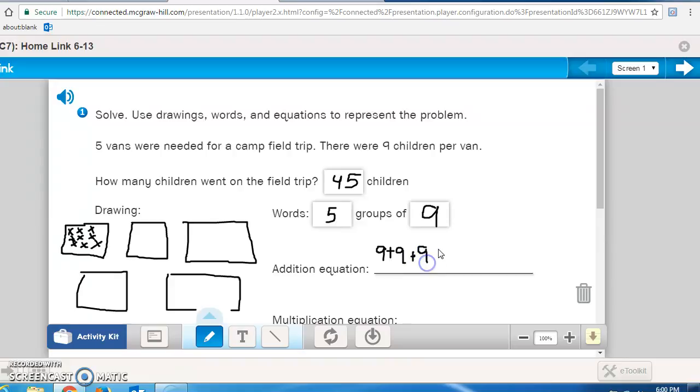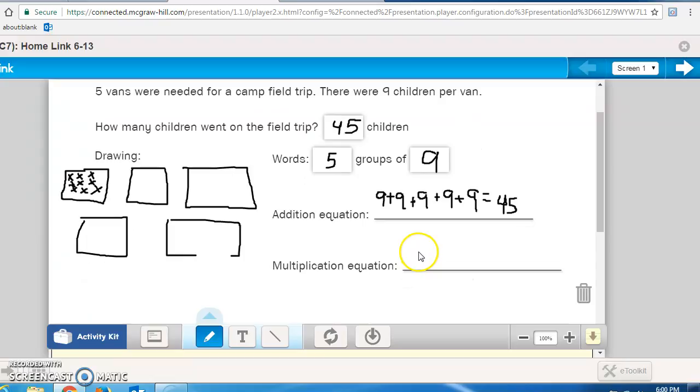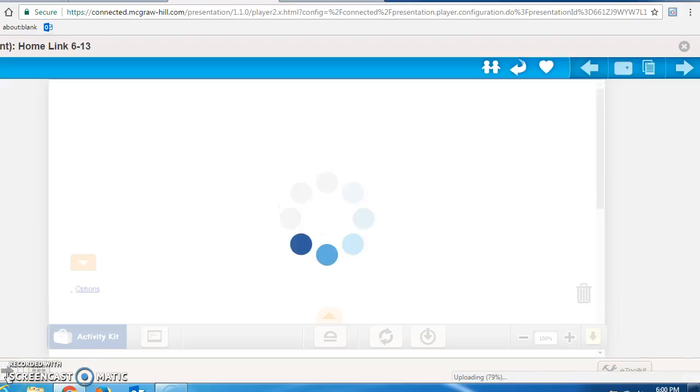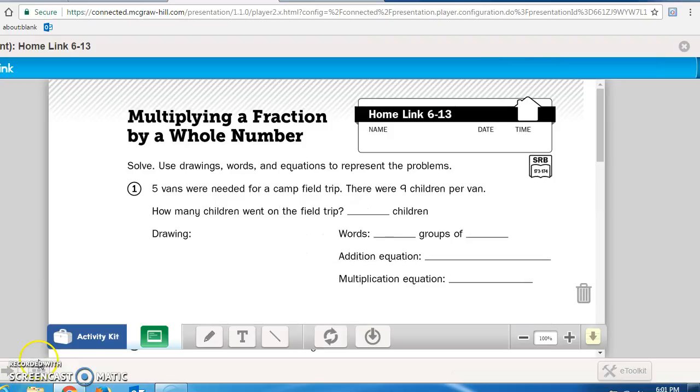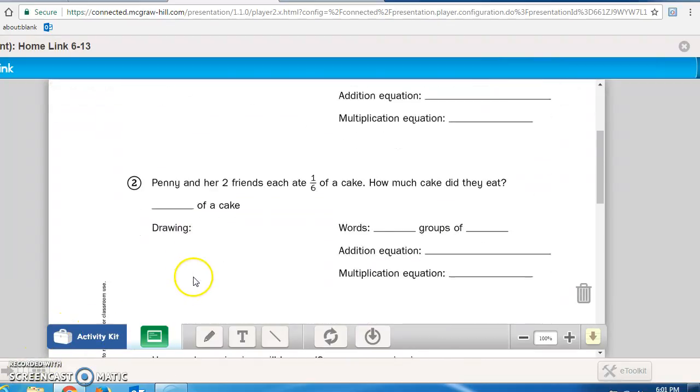And this part I'm apologizing again for because it does take me a little time to write this using my mouse, equals 45. And the part I would much rather do, that's a lot quicker, is just do the 5 vans times the 9 children per van equals 45. I just completed part 1 for you on Math Masters, page 255. You need to do number 2.